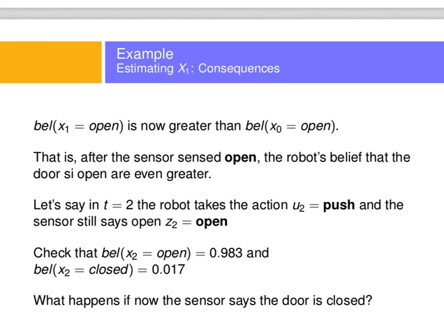So let's say that in T2, the robot takes the action push, and the sensor still says open for sensor 2. You can check that the belief that x2 is open is even greater now because we pushed and the sensor said open. So that door cannot be closing, right? And the belief that it's closed is really little. So as the robot, say, for example, approaches the door, it believes it might go one way or another, and then it might take an action like retreat or push or whatever, right? For you, it is to do what happens now if the sensor says that the door is closed. That I leave as an exercise to you.